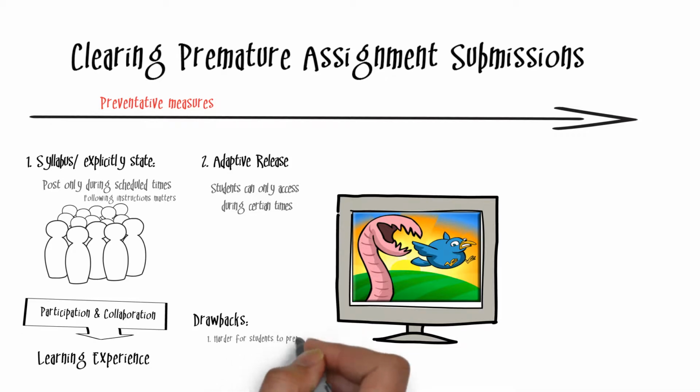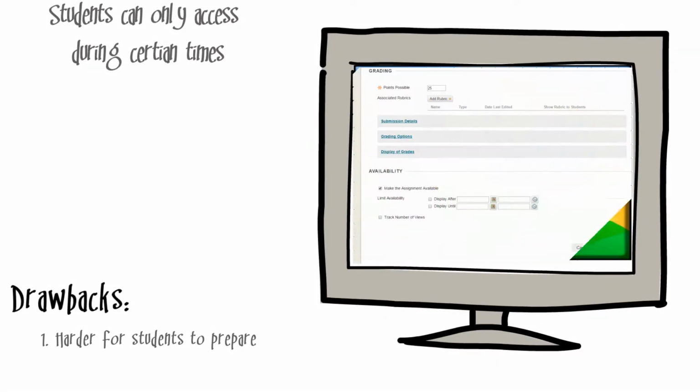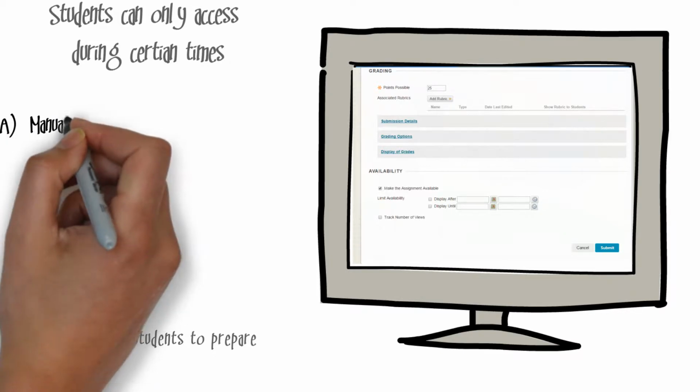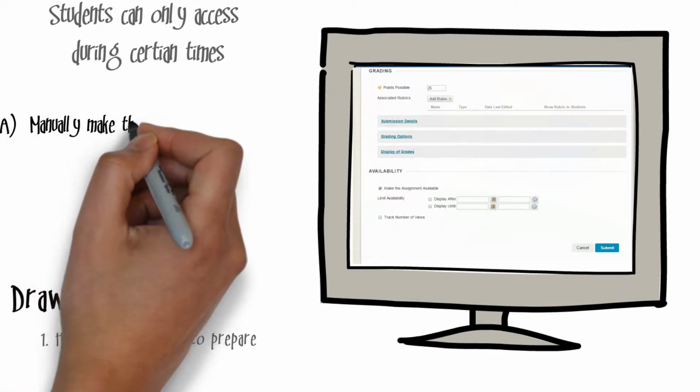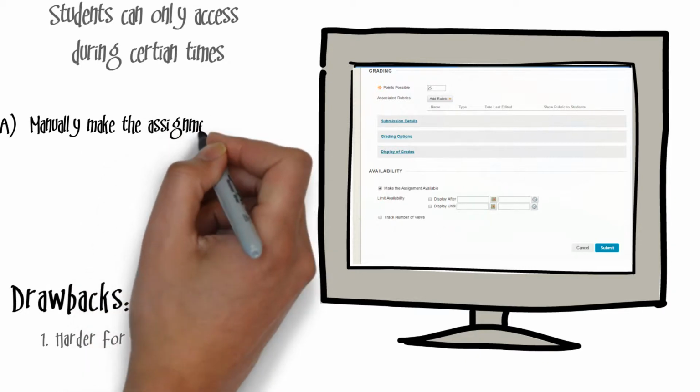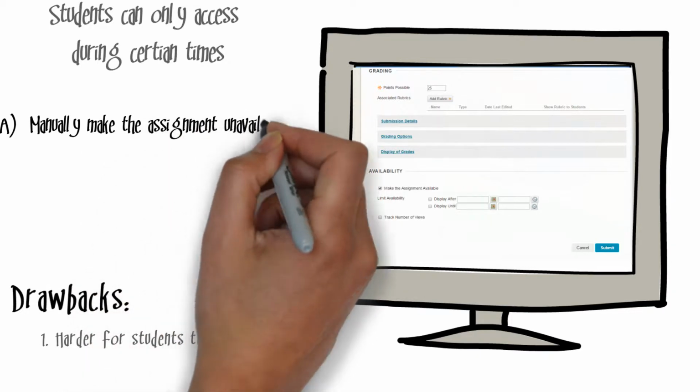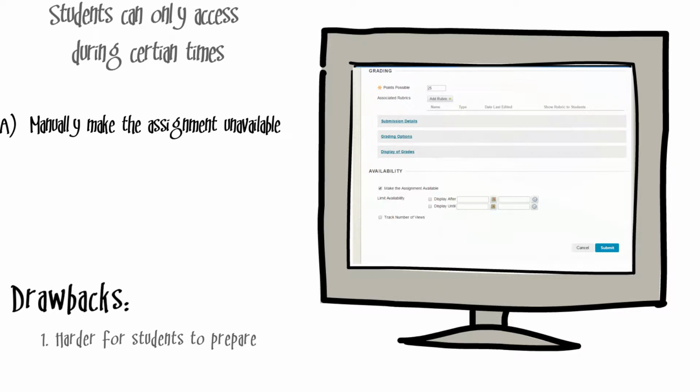You can adopt this strategy by editing the assignment. Go to the availability section on the bottom and either manually make the assignment unavailable to the students until it is time by unchecking the Make the Assignment Available option. You just re-edit the assignment and select the appropriate box.